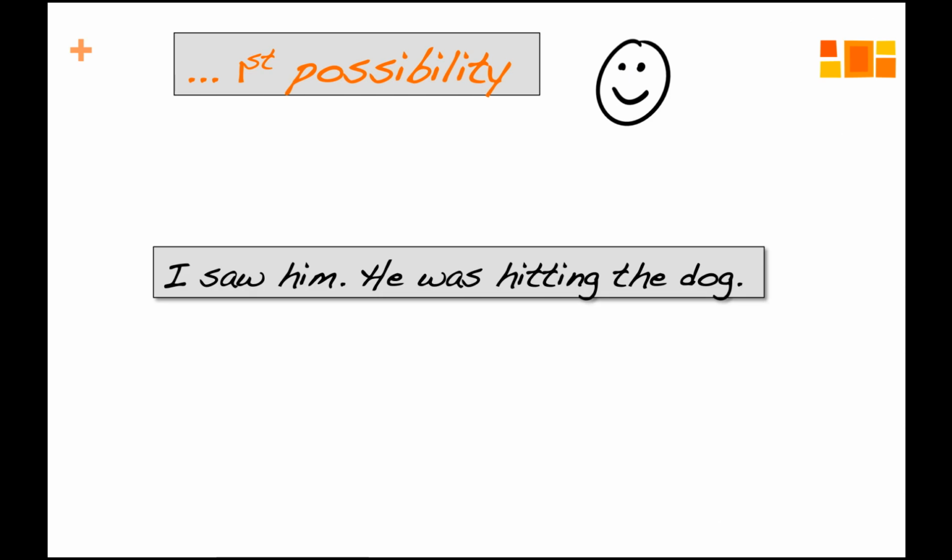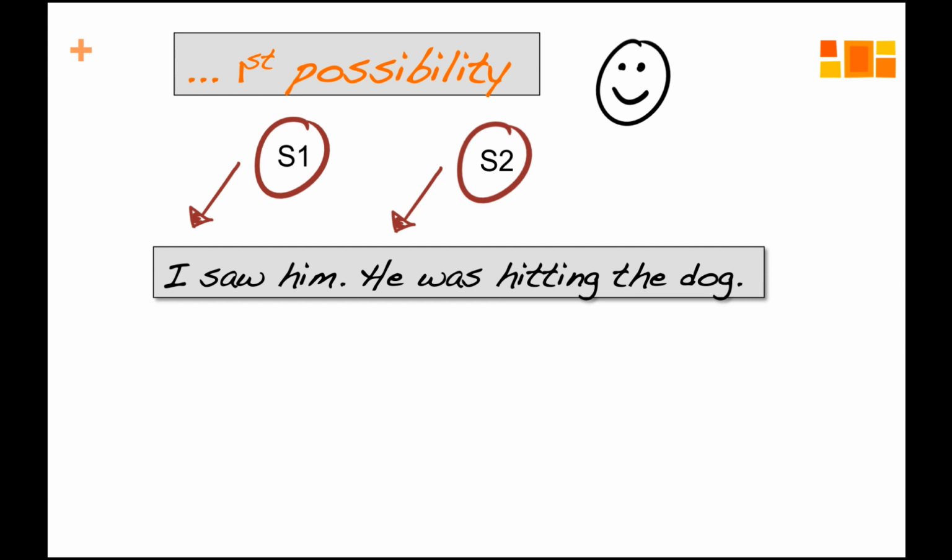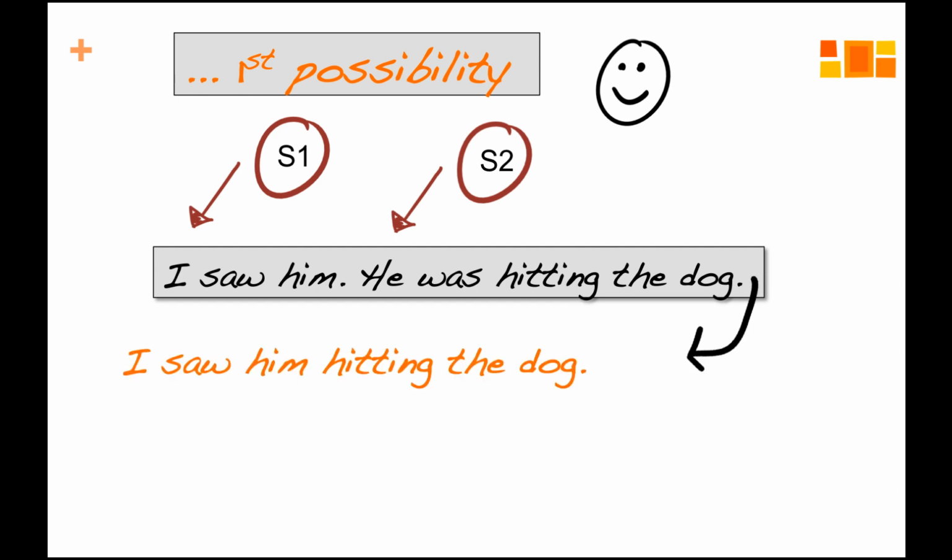Have a look at the two sentences. I saw him, he was hitting the dog. Obviously what we've got here is two different subjects: I saw him, as I, he was hitting the dog, of course, as he. And we have two objects, him and the dog. So what you can do is say in English, I saw him hitting the dog. The hitting the dog actually refers to the object of that first sentence. And that is a perfectly alright English sentence.